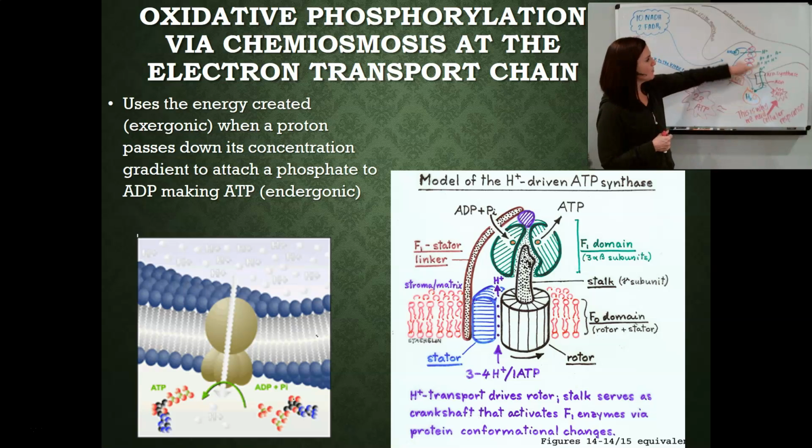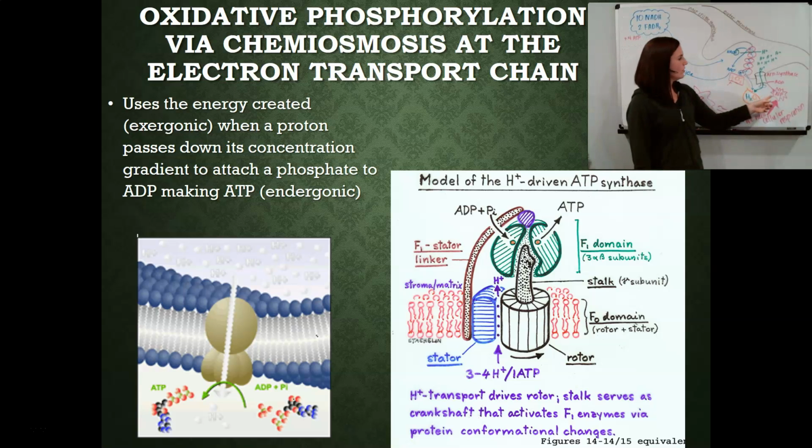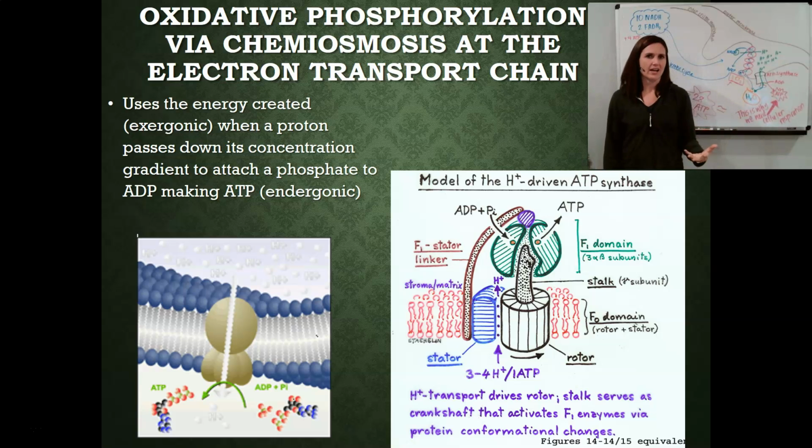So we call this part where the proton goes across exergonic, because energy is exiting, energy is being given off. And we call this part where the ADP is becoming ATP endergonic, because that uses or stores energy. And so that's just another way to describe it, yet more words to say the same thing.